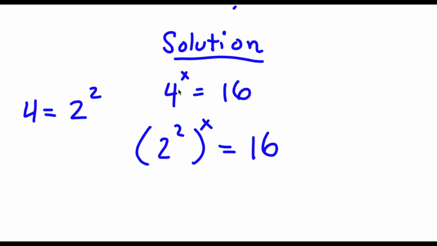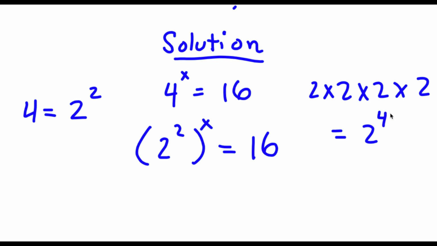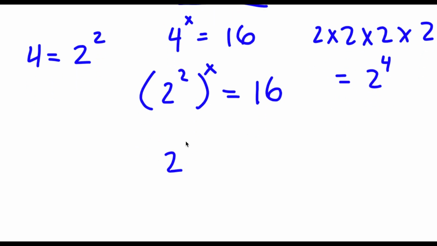Now that we made 4 into a base of 2, I also want to change 16 into a base of 2 as well, because if both terms are the same base, then it's much easier to solve. So 2 to the power of what is equal to 16? Well, 2 times 2, this is 4. 4 times 2, this is 8. And 8 times 2, this is 16. So we have 4 2's, meaning this is the same thing as 2 to the power of 4. So now I have 2 to the power of 2 to the power of x is equal to 2 to the power of 4.